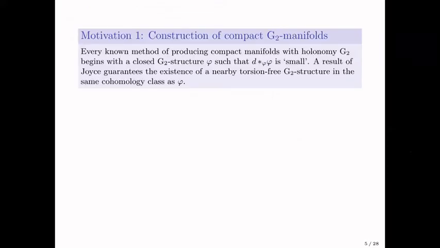The first motivation comes from the construction of compact G2 manifolds. Right now, for every known method of producing a compact manifold with holonomy G2, you start with a closed G2 structure so that this 5-form d star phi is small in the appropriate sense, in an appropriate norm. Then there's a result of Joyce that says when this thing is small in the appropriate sense, you can perturb it to a nearby torsion-free G2 structure in the same cohomology class as phi. For a torsion-free G2 structure, you want this thing to vanish, so if it's small, it's very close to vanishing, and this result guarantees that you can perturb it. And it's interesting that it lies in the same cohomology class as phi.